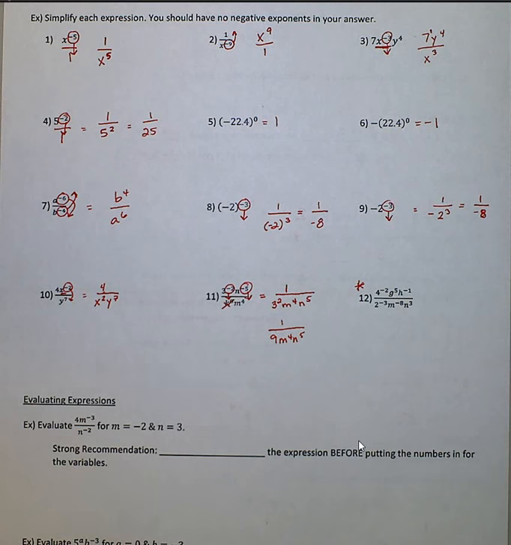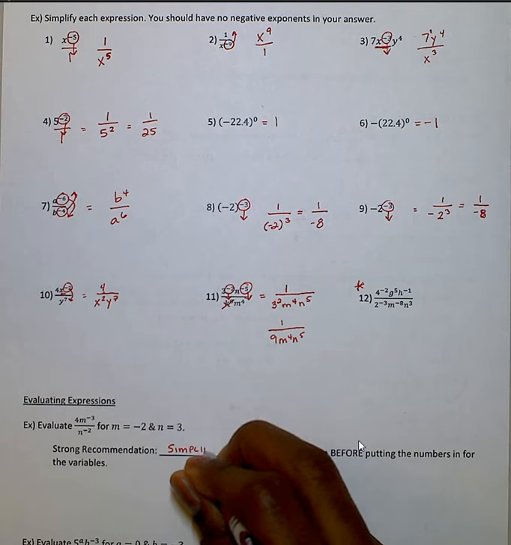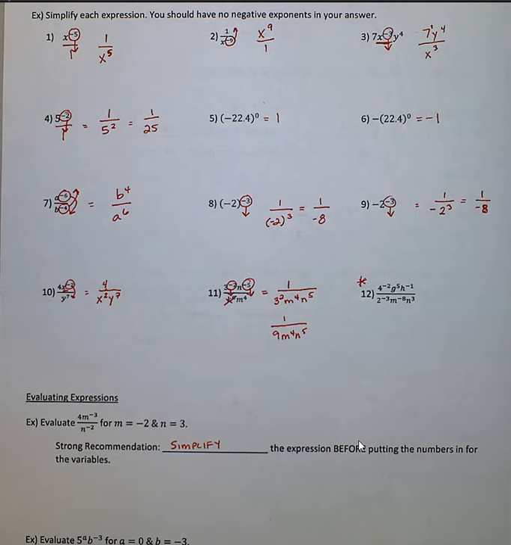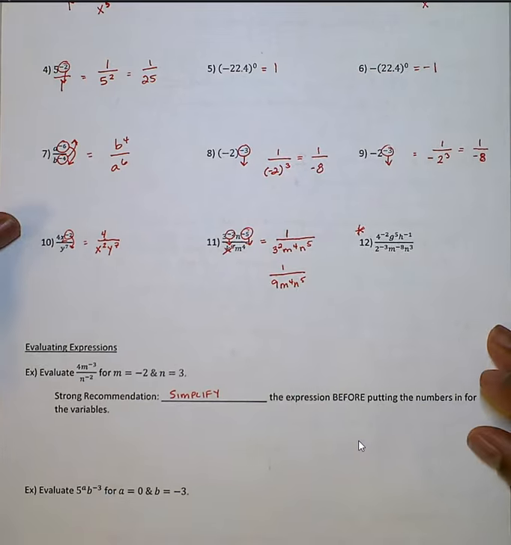Evaluating expressions. Here's my strong recommendation for you. I'm going to tell you to simplify the expression before putting the numbers in for the variables. And so what that means is make all the exponents positive and then throw the numbers in. Don't just think you're going to plug numbers in and get it right. It doesn't work that way. I know it would be nice to work that way, but it doesn't. So do the work first.